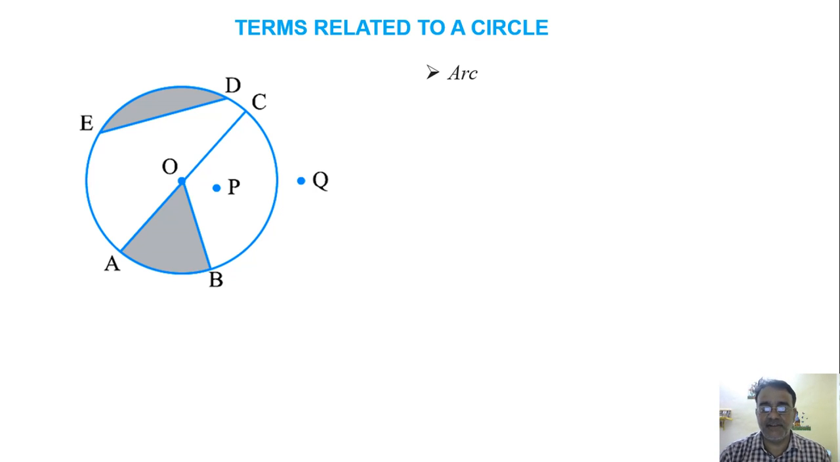Let us start with the first, arc. What is an arc? Any part of the circle. If you take this part AB, this is an arc. Any part of the circle is called an arc. Next one, circumference. What is the circumference of a circle? The perimeter of a circle. The perimeter of a circle is called the circumference of a circle, and it is equal to 2 pi r.